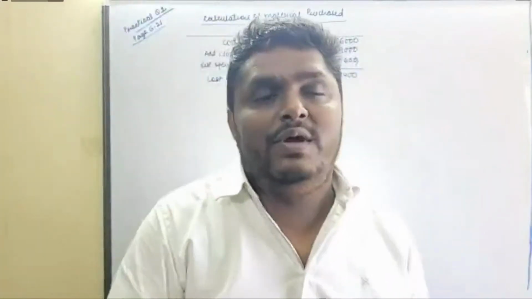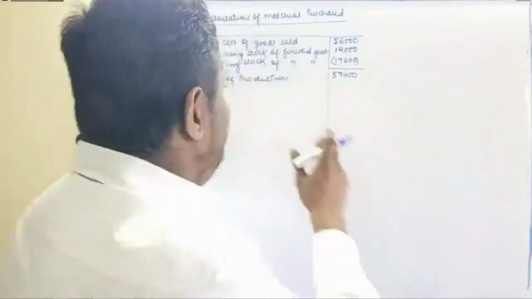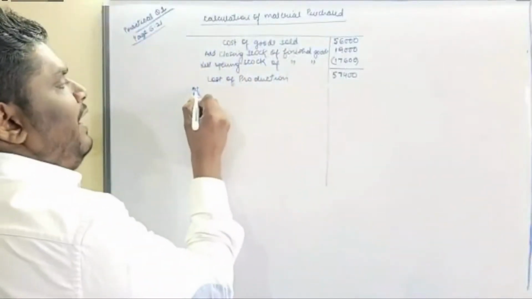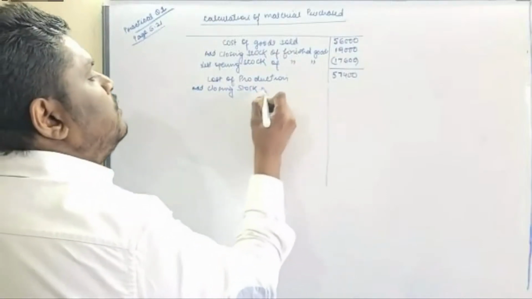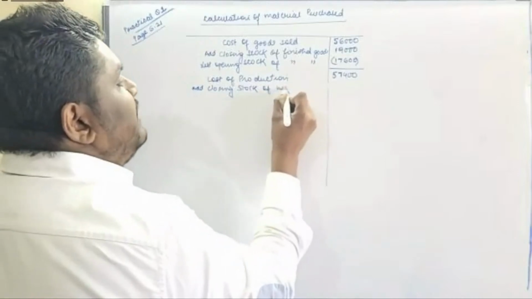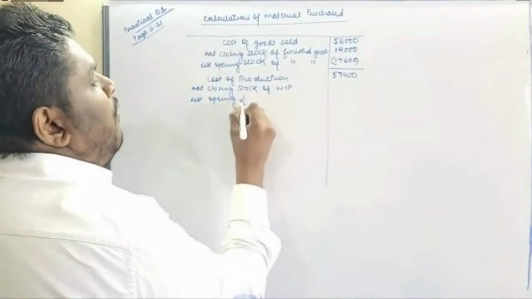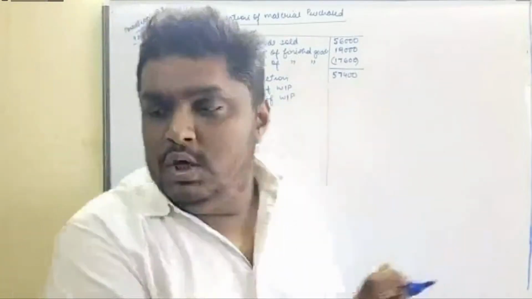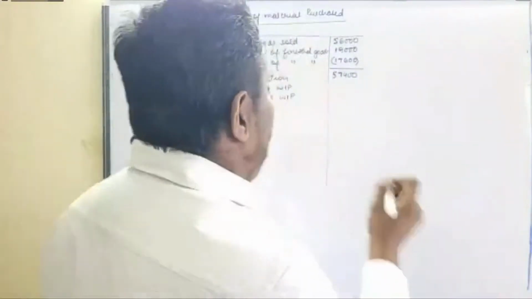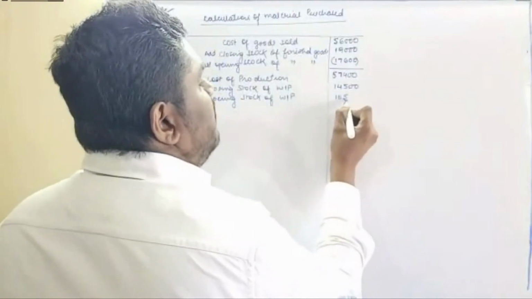opening and closing work in progress. We will assume that this is not the cost of production, but this is the factory cost. So in this, we will make adjustments: add closing stock of work in progress and less opening stock of work in progress. So herein, the closing stock and opening stock is given in the question, that is 14,500 and 10,500.